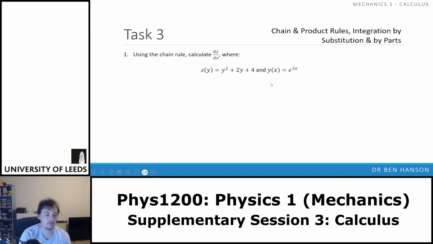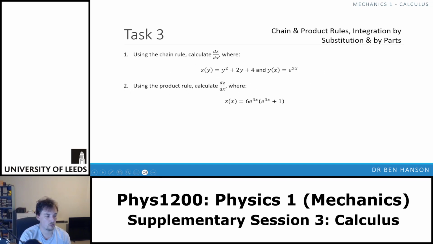Have a go at that and see whether or not the two methods agree with one another. Oh no, I just described the product rule. The chain rule is different to that. Don't worry about that. Do the chain rule whichever way you like.